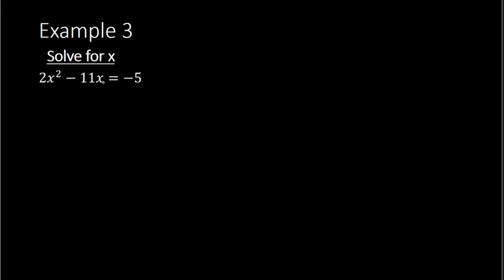Here for example 3, we have 2x squared minus 11x equals negative 5. So the first thing I want to do is make sure that this is set equal to 0. So I need to bring this negative 5 to the left side, and I can do that by adding 5 to both sides. On the right side, negative 5 plus 5 would give me 0. And then on the left side, we have 2x squared minus 11x plus 5. So it's equal to 0. Now what we need to do is we must factor this left side so that everything is being multiplied together.